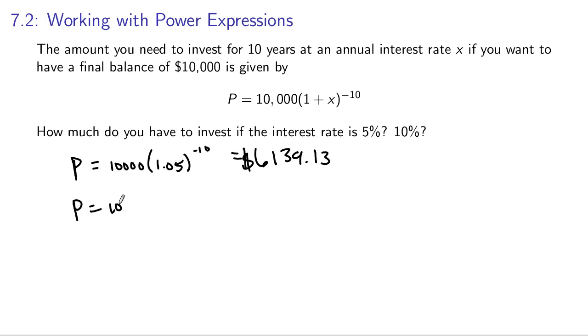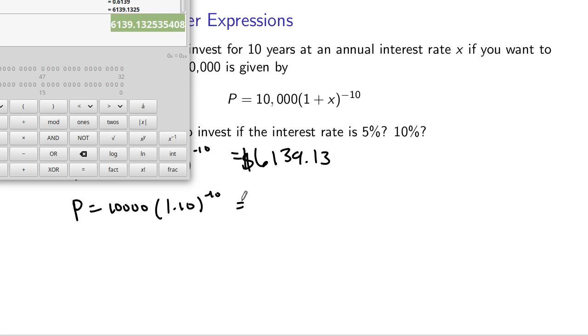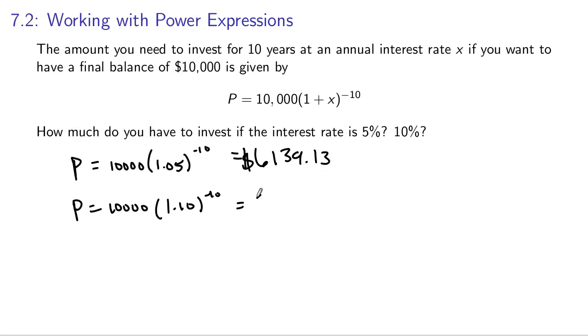If we have 10% interest, we'll need to invest less money to get to 10,000 in 10 years. And then we do the math on that. We have 1.1 to the negative 10th is 0.385 times 10,000 gives us $3,855.43. And so you see how much less money we need to invest for 10 years to get the $10,000 value by the end.